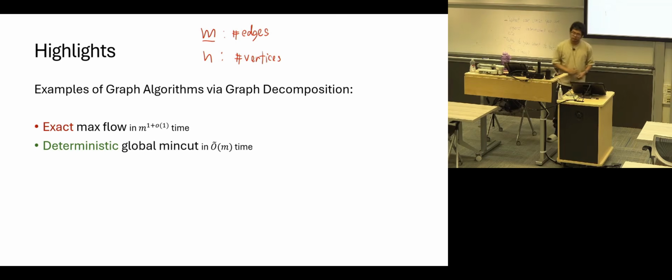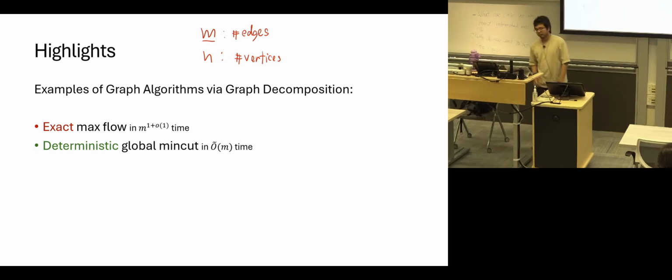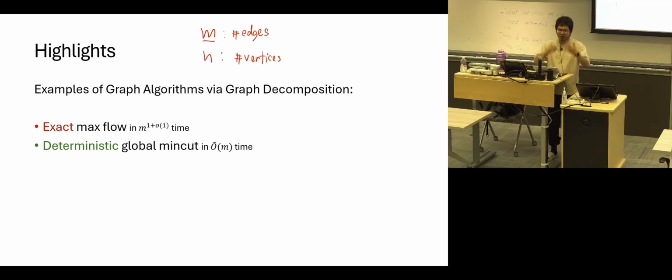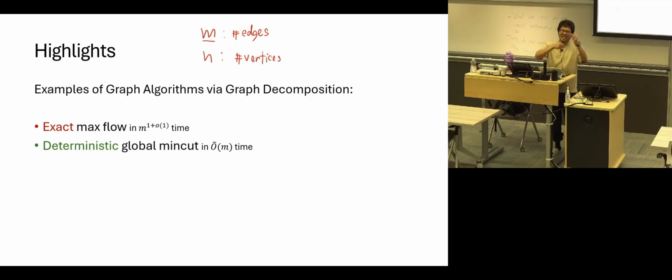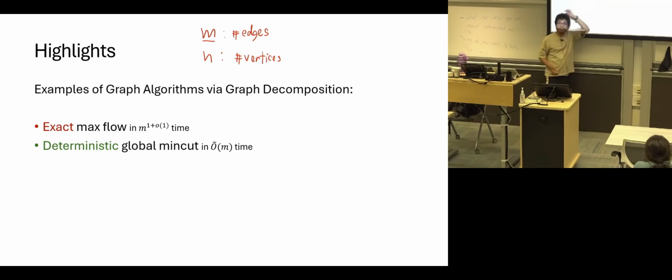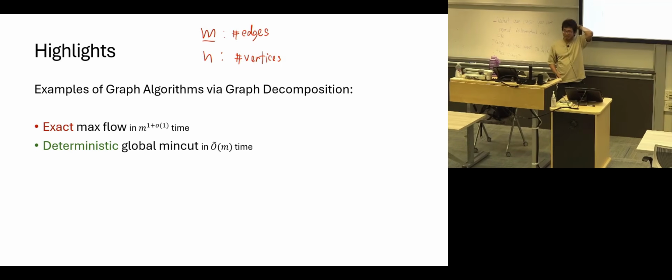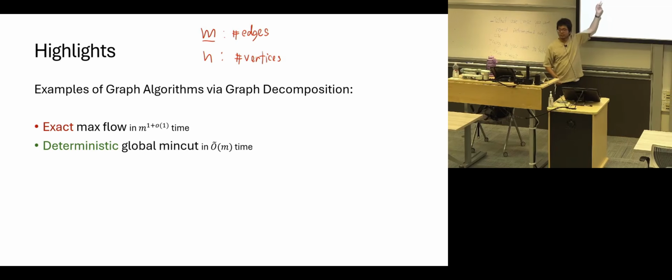Okay. And there is an algorithm for solving the global min cut problem. You have a graph, and you ask how many edges you need to delete so that the graph is disconnected, just to disconnect some pair of vertices from each other. It's been known how to solve this with randomization 20 or 30 years ago, but deterministically only last year.